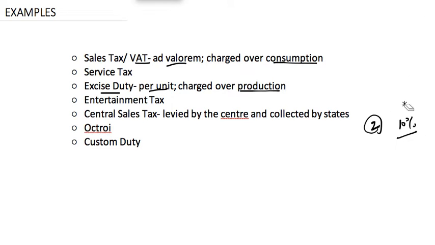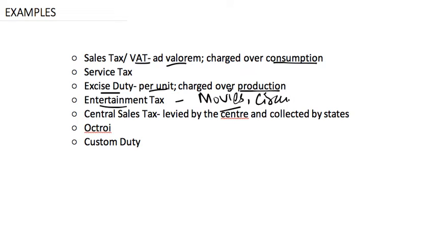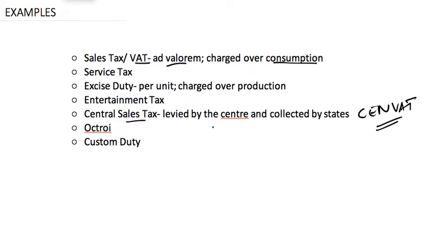Next comes entertainment tax. Entertainment tax is the tax that you pay when you go for movies or things like that. Circus, movies, plays, musical concerts, anything related to entertainment is charged entertainment tax. Next comes central sales tax. Central sales tax is also called CENVAT. Now, what is CENVAT? CENVAT is levied by the center and collected by states.